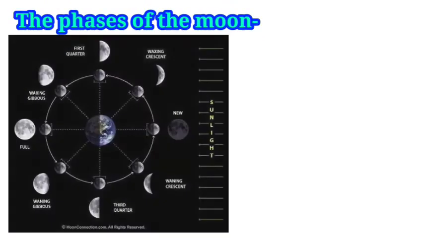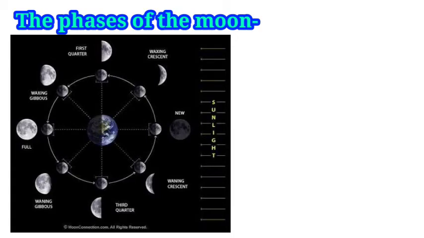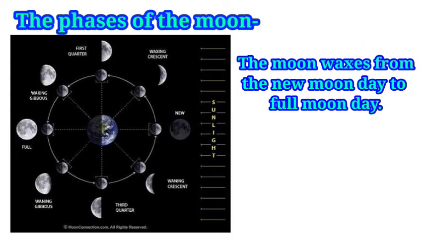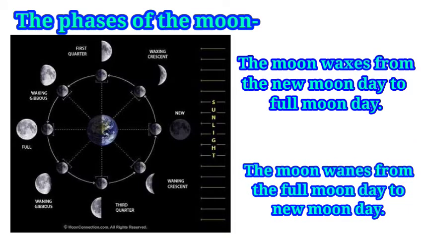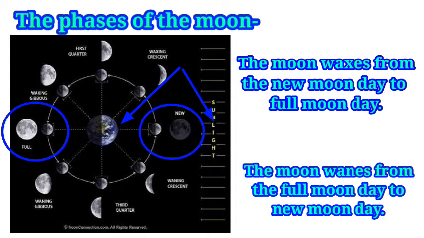We have studied the phases of the moon. Phases means different shapes of the moon. We know how the moon waxes from the new moon day to full moon day, and how it wanes from the full moon day to new moon day. You can see the figure. This figure shows the relative position of the moon on both quarters with respect to the sun and the earth. And also we can see in this figure the position of the moon on the full moon day and new moon day with respect to the earth and the sun. So based on this, let us understand the next concept.